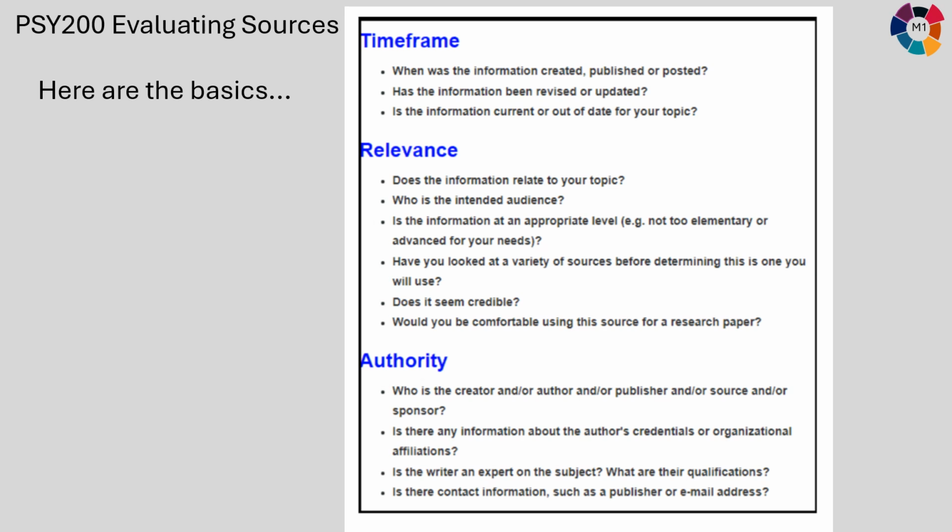Next, who is the intended audience? So when we look at this paper, and let's look at these two together. Who's the intended audience, who is the information written for, and is the information at an appropriate level that you can understand? Is it not too dumbed down, right, or not too fancy?